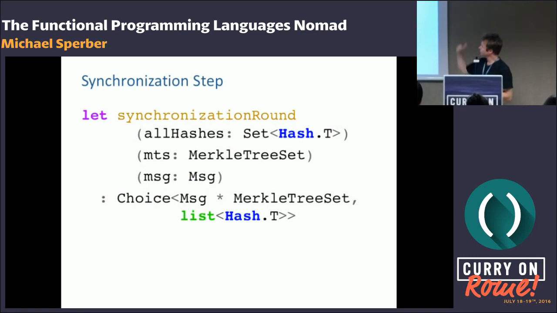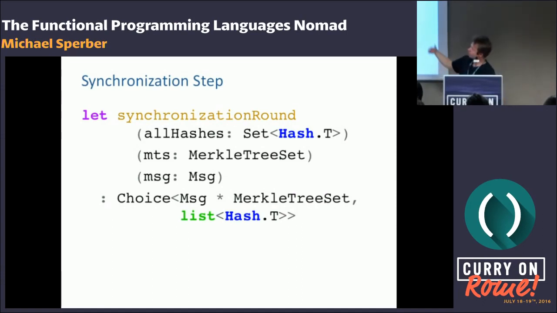And at the core, you get a function like this, which does one round of this synchronization, which says, well, here's all the hashes that are in the system. Here's a set of Merkle trees that I believe the other side doesn't have yet at a certain level. And there's a message I'm getting from the other side, right? And so I have something. I suspect the other side doesn't have something. The message is going to tell me more about it.